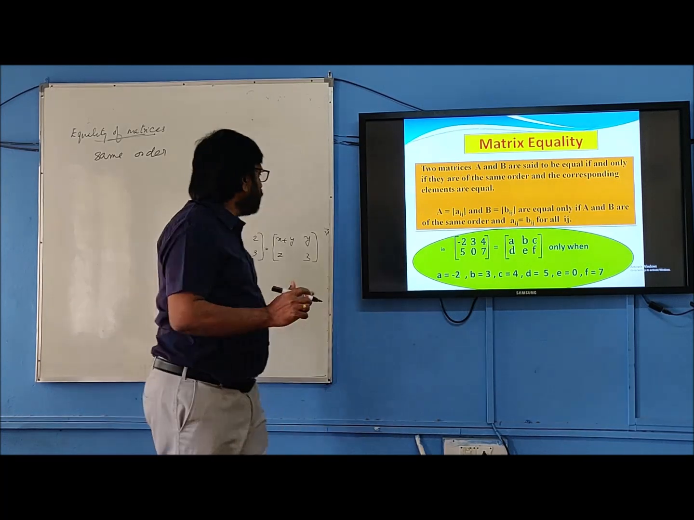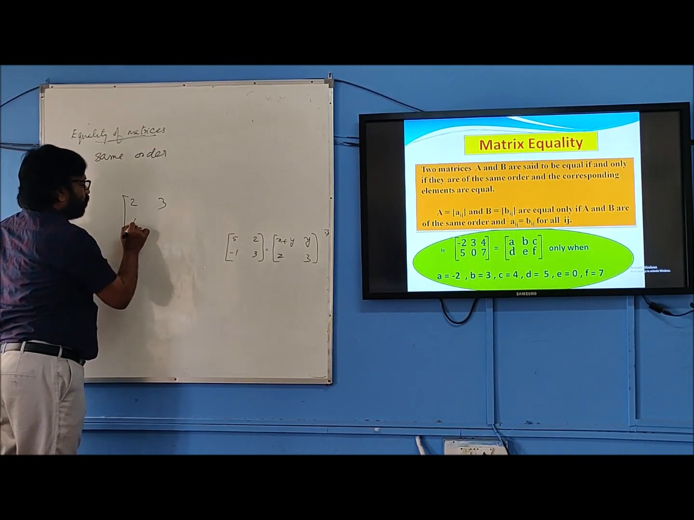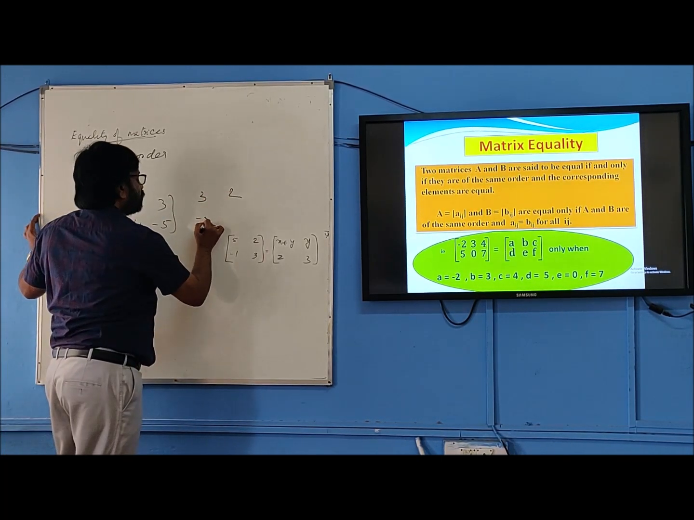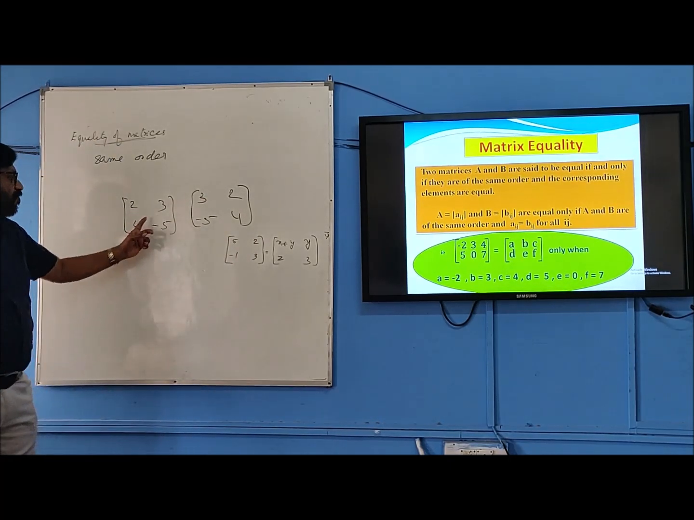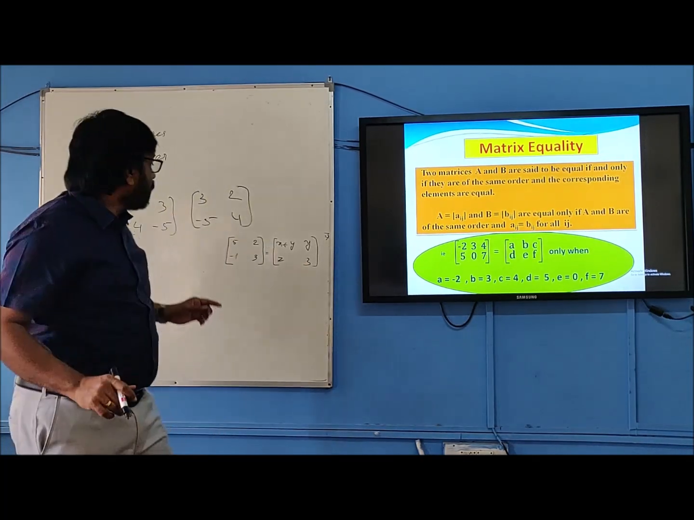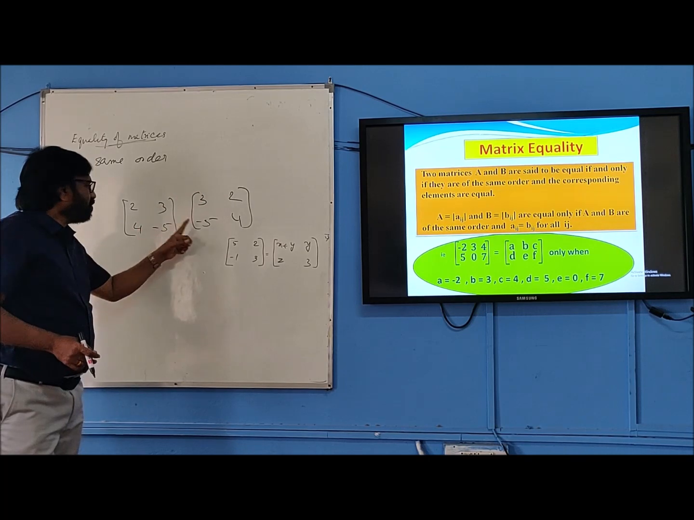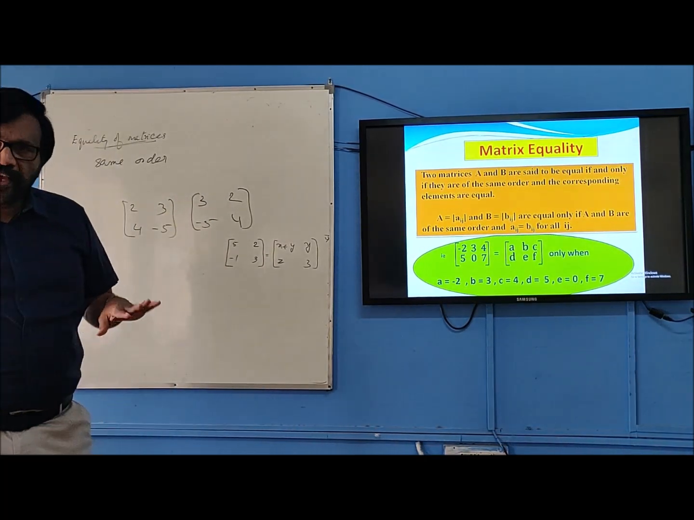This means we cannot say two matrices are equal just because of their elements. Suppose I am writing two matrices: [2, 3, 4, -5] and another matrix [3, 2, -5, 4]. Their elements are the same: 2, 3, 4 and -5. They are of the same order also. But the corresponding elements are not equal. Therefore, these two matrices are not equal, even though they are of the same order.